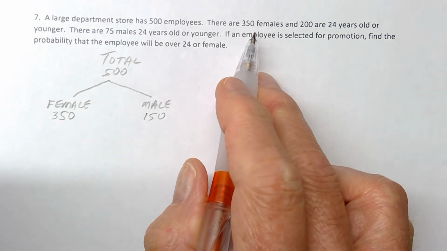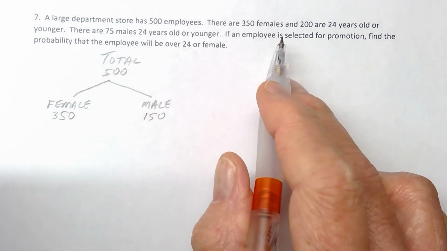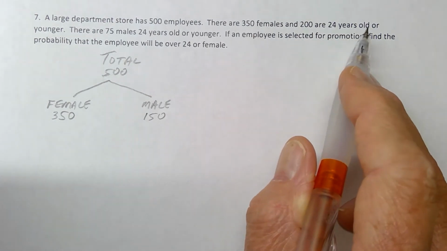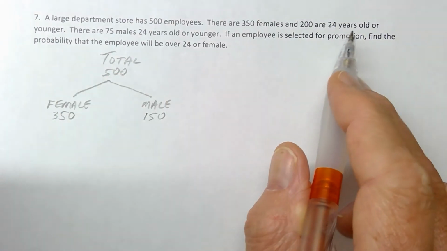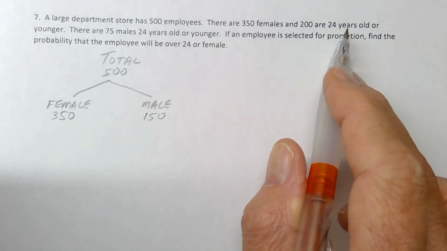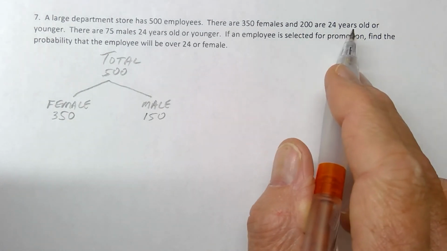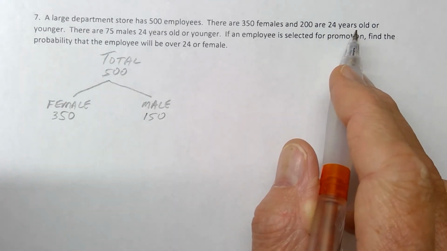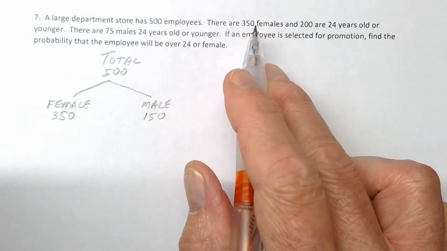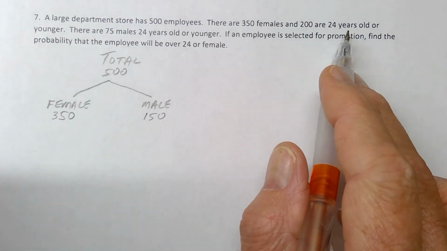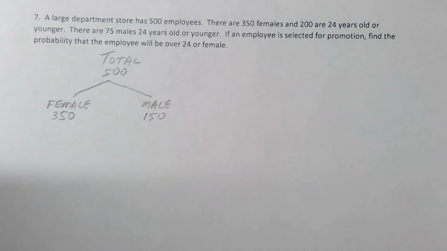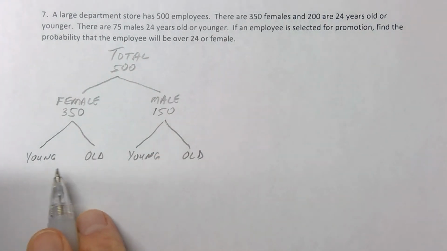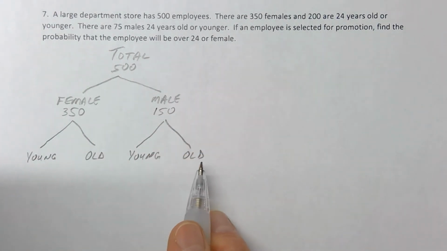Okay, there are 350 females. We've noted that. Now, 200 of these females are 24 years old or younger. Let's call those young females. You know, we get hung up on the over 24, under 24 thing. It gets a little confusing. Let's call these the young people, under 24 years old. So 200 of the females are young. So they must have split again into young versus old. Okay. So I've split females into young and old, and I've split males into young and old.